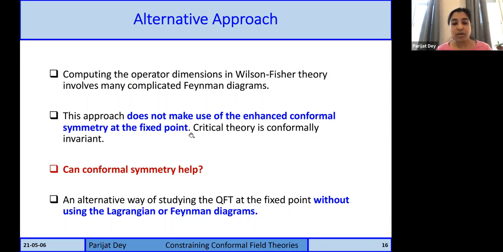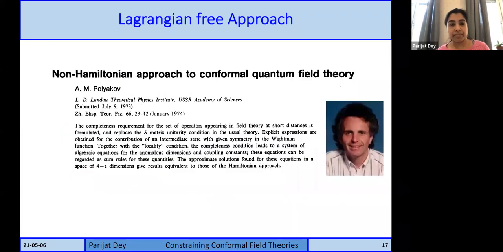I will now discuss an alternative way of studying quantum field theory at the fixed point without using a Lagrangian or Feynman diagrams. This is a paper by Polyakov in 1974. He used conformal symmetry to study the same system in 4 minus epsilon dimensions in a Lagrangian-free approach. This was actually being developed in parallel while Wilson was developing his renormalization group ideas.